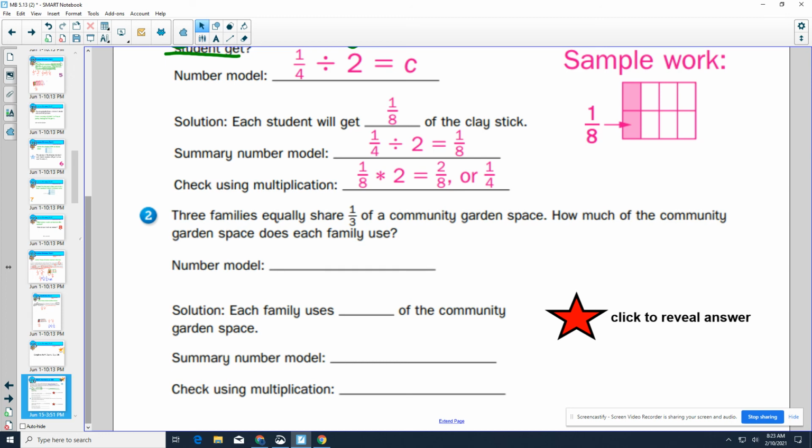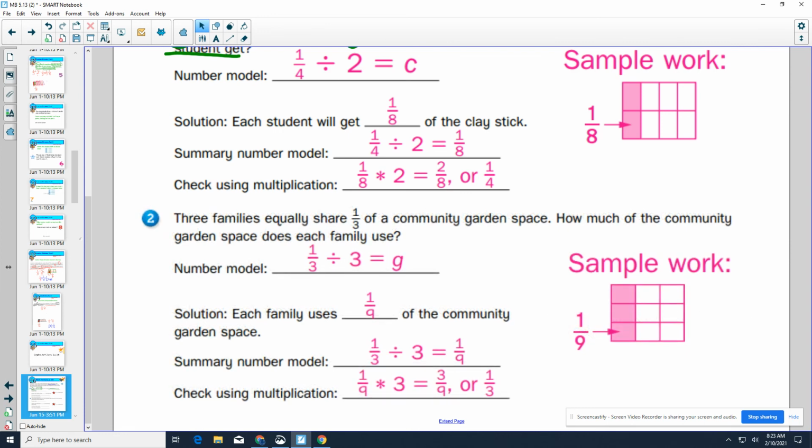Okay, so hopefully you've had a chance to solve that one so we can check your results. So I can see that they had 1/3 of the community garden space, and they were dividing it among 3 families, or equally sharing. They used G for garden space. You could use any letter you wanted there. And you can see their solution was 1/9 when they did the work. You can see their illustration, or their drawing, to the side there. And then you can see their summary number model.